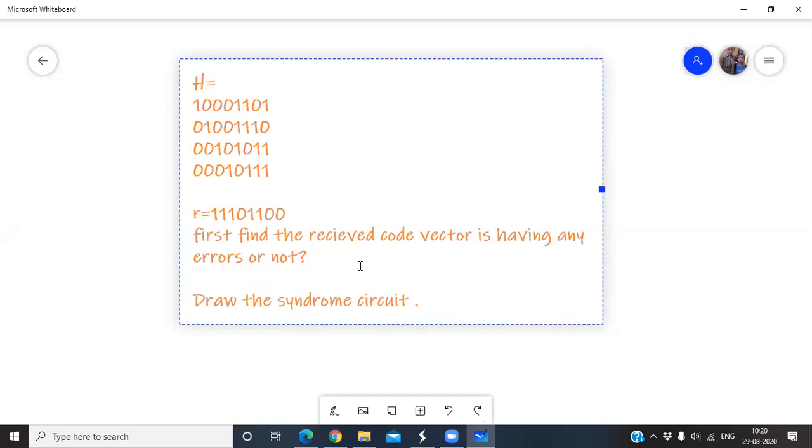So the received code vector is 1 1 1 0 1 1 0 0. First find whether the received code vector is having any errors or not. Is there any error? You have to correct that error. After that, draw the syndrome circuit.